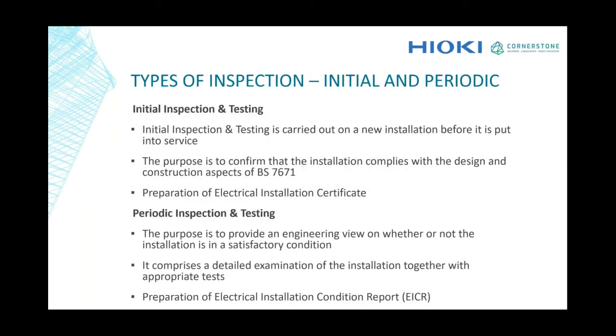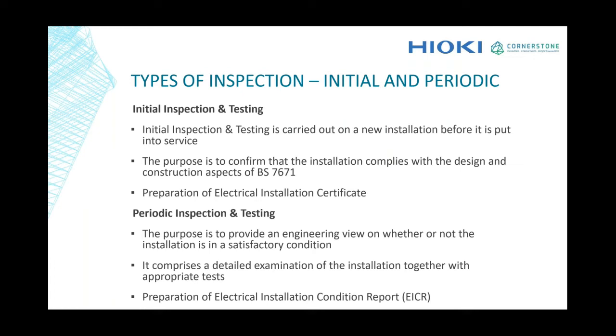And now let's look into the types of inspections. First one is initial inspection and testing. Once the building is completed, we have to perform this initial inspection, and it's carried out for verifying whether the installation complies with the design and construction aspects of BS 7671, and the outcome will be an electrical installation certificate if all the results are satisfactory.